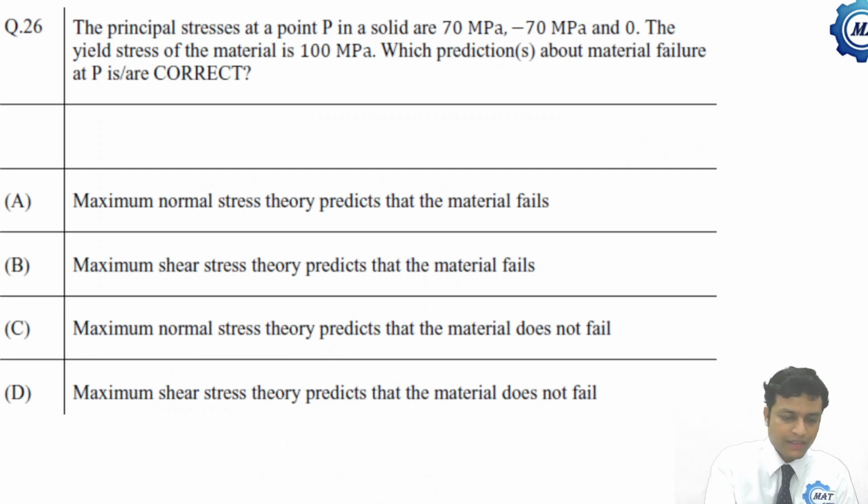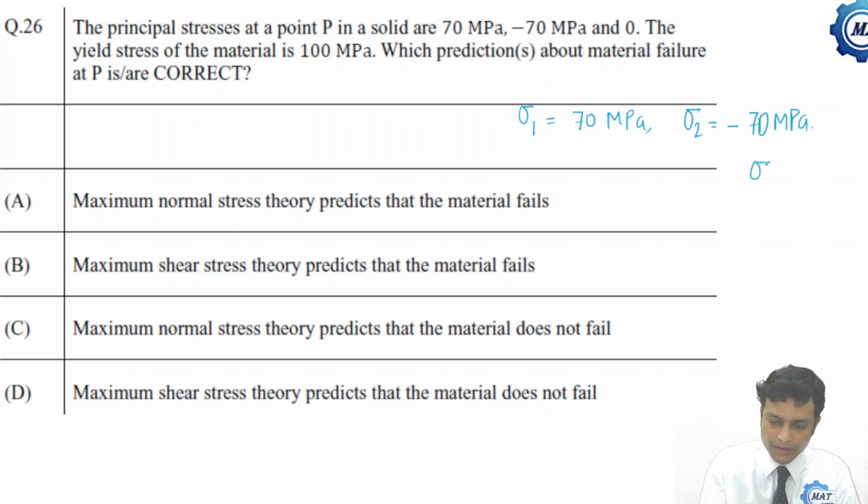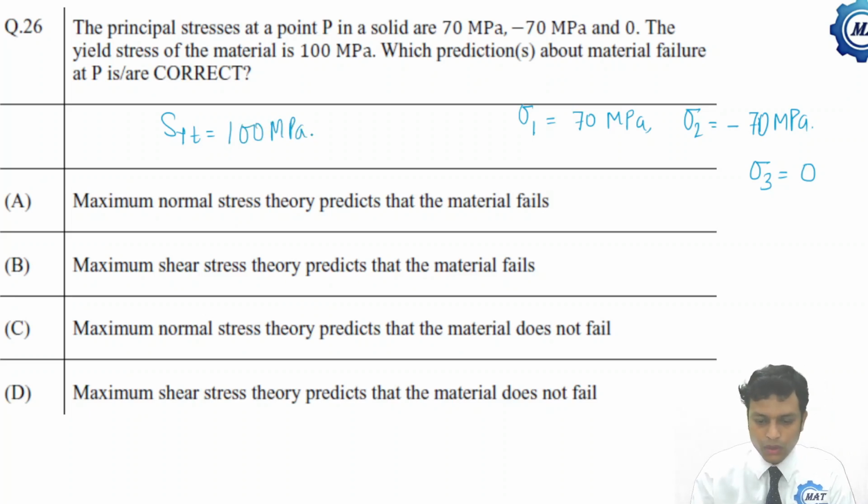The principal stresses at point P in a solid are, say, sigma 1 is 70 MPa, sigma 2 is minus 70 MPa, and sigma 3 is 0. The yield stress of the material, that is SYT, or yield stress in tension, is 100 MPa, which is given. Which predictions about material failure at point P, this state of stress at point P, is or are correct?